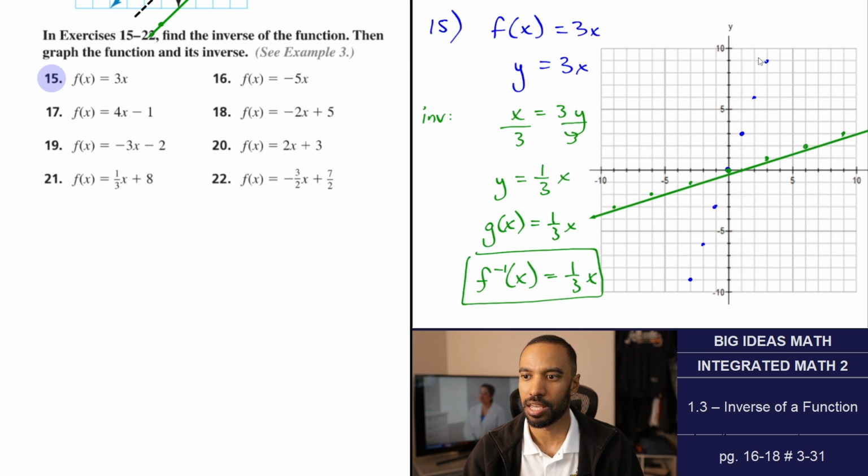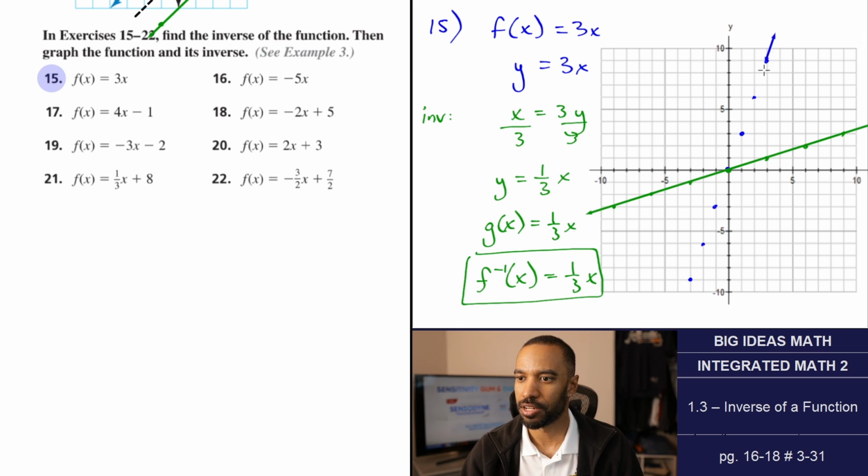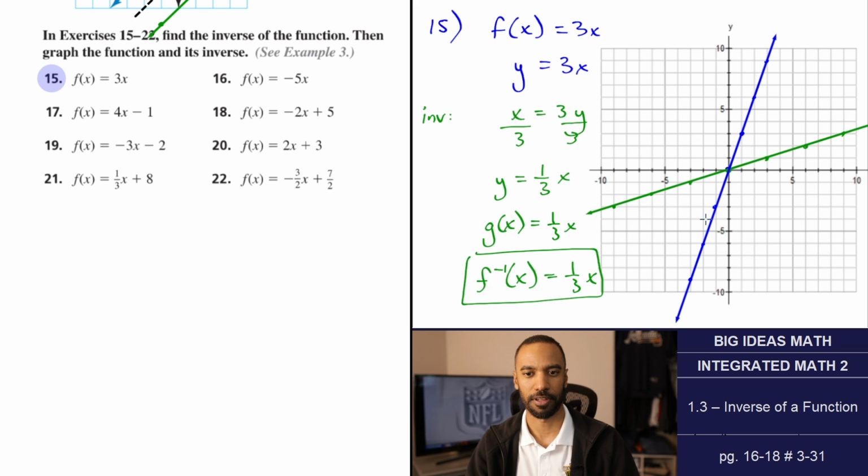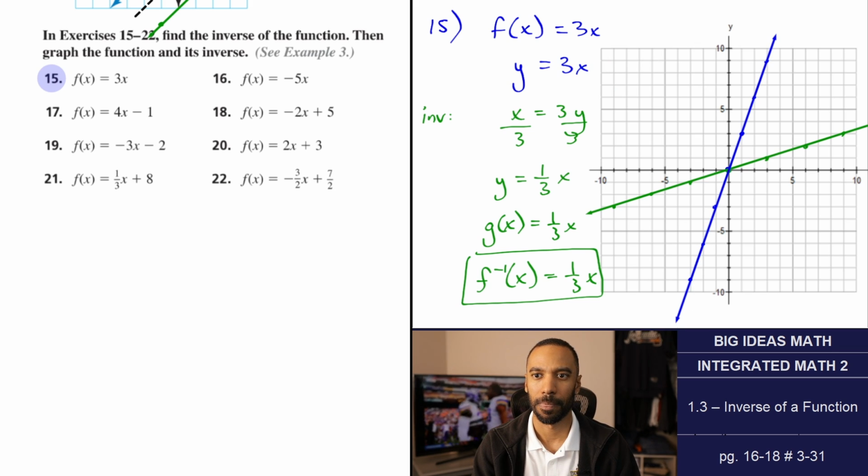So here is the inverse. Here is the original, and there is an arrow on that other side, you just can't see it, and that reflects across the line y equals x, and we're all good.